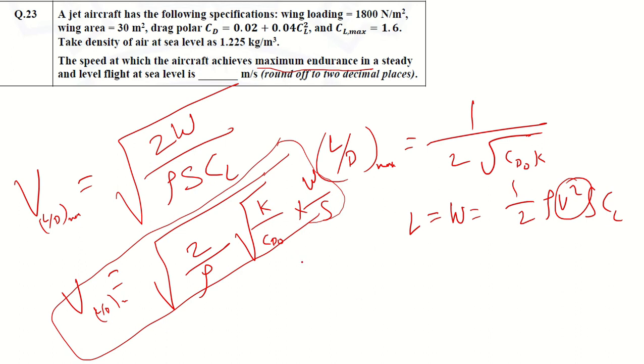So what is under root K by CD naught? It is the CL, lift coefficient formula. Okay, we have the drag polar, so we can write under root K by CD naught. So now we have everything.